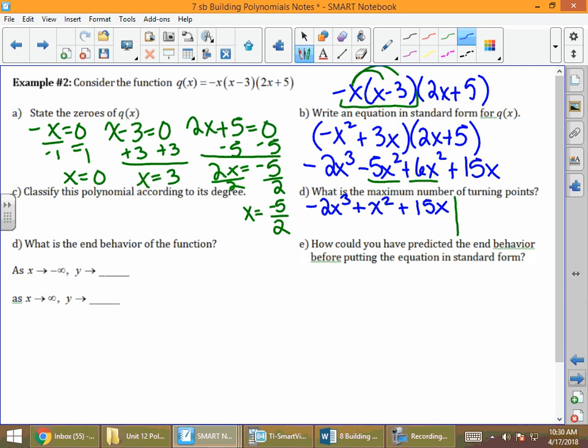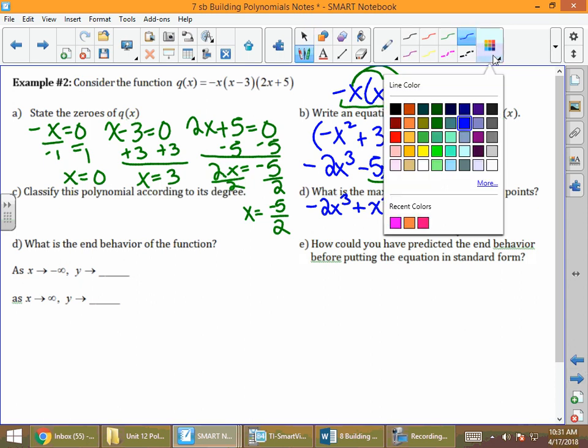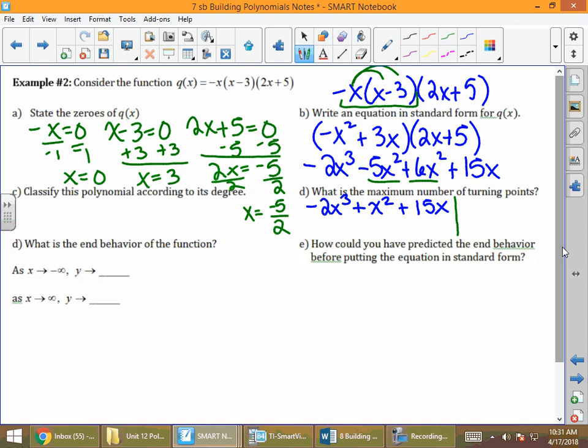And since I'm infringing on the space in D here, question D says, what is the maximum number of turning points of this function? Well, our function is a cubic polynomial. It's to the third power. So what's the most number of turning points we can have? 1 less than the degree. You have enough space on yours. I just didn't have enough space on mine. But I gave away part C here because it says classify as polynomial. Again, we're looking at this 3 here, which tells us that it's cubic.